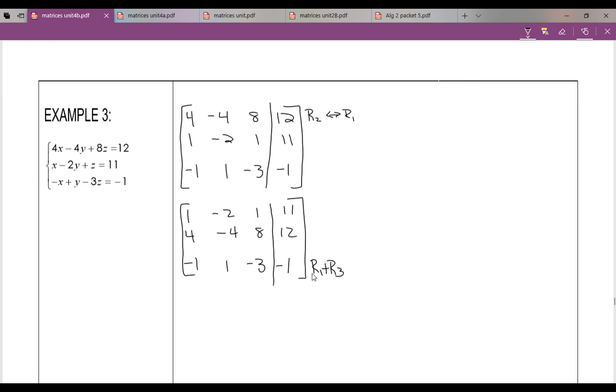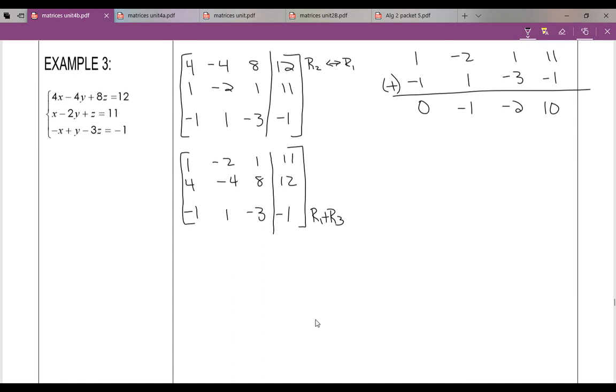So if you want to add row 1 and row 3, that would be 1, -2, 1, and 11, and -1, 1, -3, -1. Draw your line and add those numbers together. That gives me 0, -1, -2, and 10. Now, I cannot put that in row 2's spot because we didn't use row 2 to calculate it. But I am going to put it down here in the bottom row.